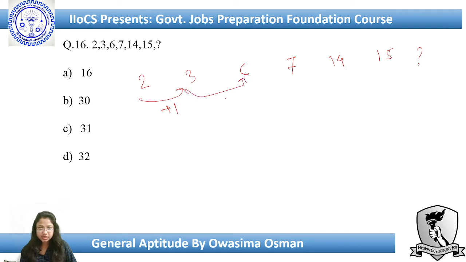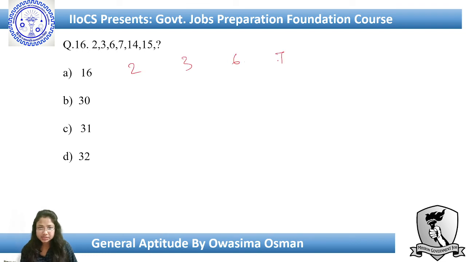Again, 3 plus, if we do 3 into 2 we will get 6. If we do 6 plus 1 we will get 7. If we do 7 plus 2 we will get 14. If we do 14 plus 1, sorry, it will be 2, 3, 6, 7, 14, 15.